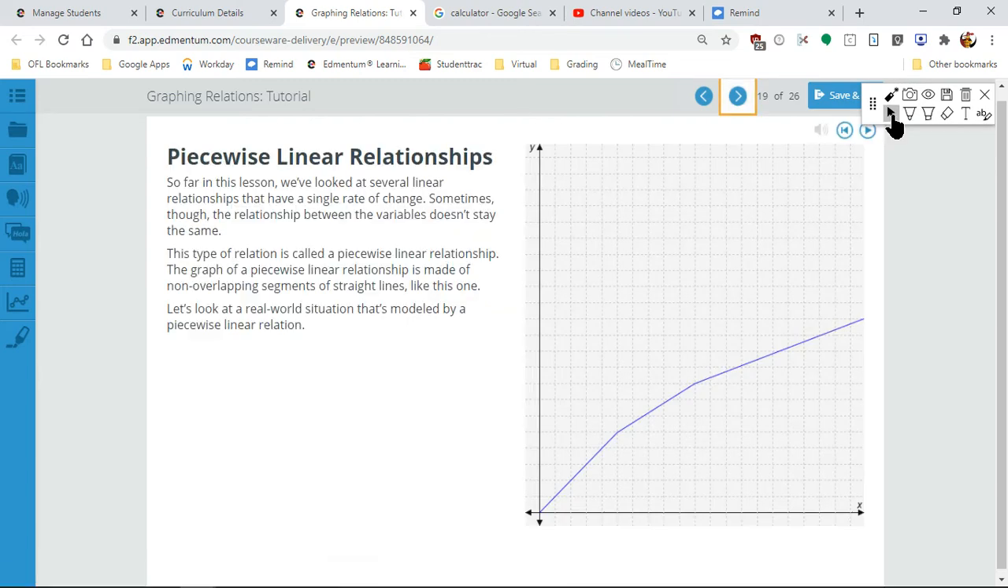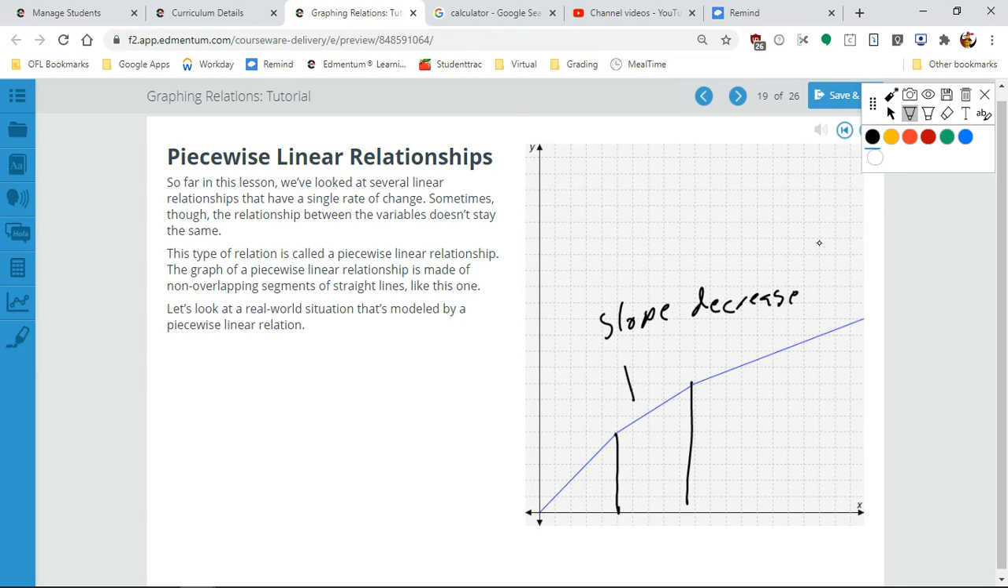Let's see which examples they have for us. So you can see right here. What's happening is this has a greater rate of change than this part, than this part. The rate of change keeps decreasing. So our slope decreases after certain points. In this case, this right here, this is a different function. That's why they call them piecewise functions. It has different pieces. It has functions for different pieces of the graph.